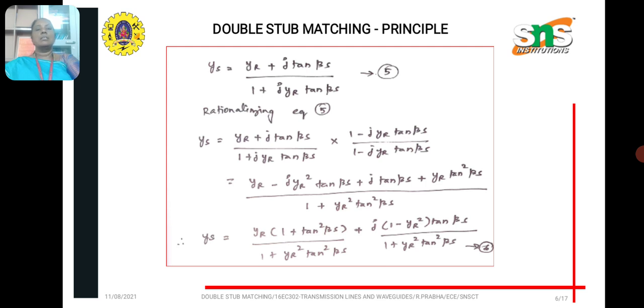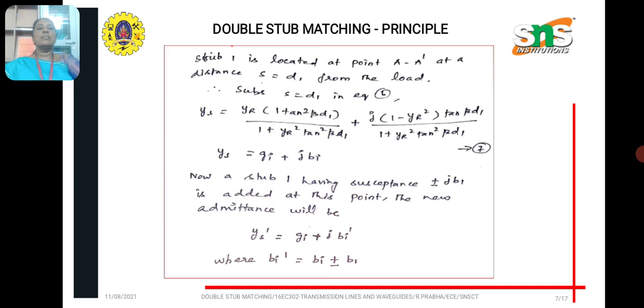This is the separation of real and imaginary parts of the normalized admittance ys, kept as equation number 6. Now stub 1 is located at point A' at a distance S equal to D1 from the load. Substituting S equal to D1 in equation 6, we get equation 7, and this ys is Gi plus jBi, where Gi is the conductance and Bi is the susceptance. Stub 1 has susceptance plus or minus jB1 added at this point, so the new admittance will be ys' equal to Gi plus jBi', where the new susceptance Bi' is Bi plus or minus B1.